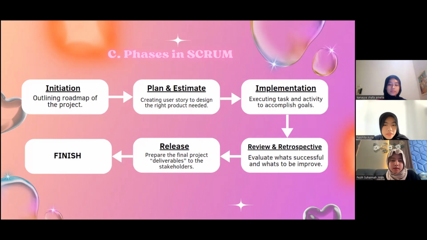And then the second thing we have to do is to plan and estimate, which is to create user stories to design the product that needs to be delivered. Third is implementation, which is executing tasks and activities to accomplish our goals based on the user stories we already created. Fourth is review and retrospective, which is to evaluate what is successful and what is to be improved from the project. And then the last thing we have to do is releasing the final project that is already deliverable to the stakeholders, and then finish the phases in Scrum.